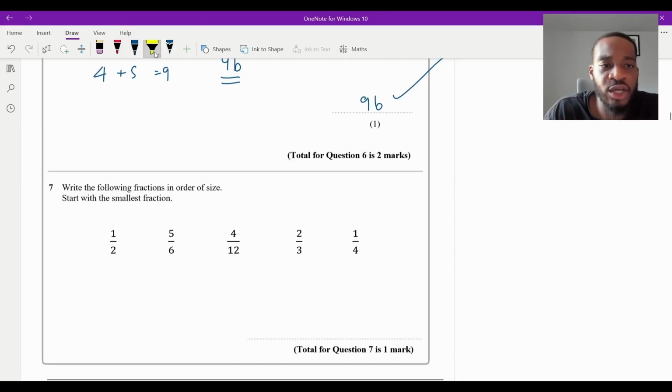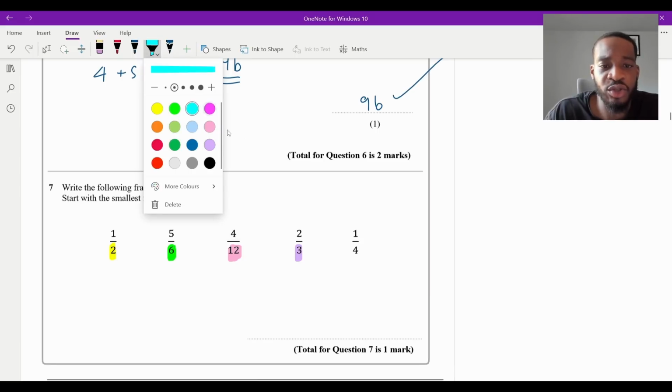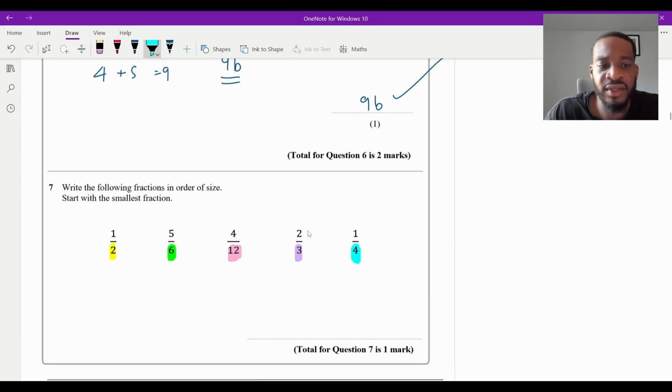So what I will do is look at each of these denominators here, and ask myself, what would be the lowest common multiple out of all of these numbers? And they all go into 12, don't they? Every single number here goes into 12. So I'm going to make every single denominator a 12. Let me just use different colors. So I'm going to make each of these denominators a 12.